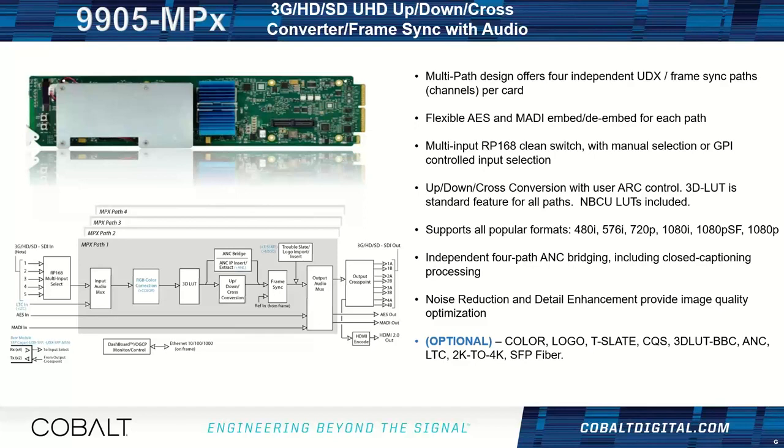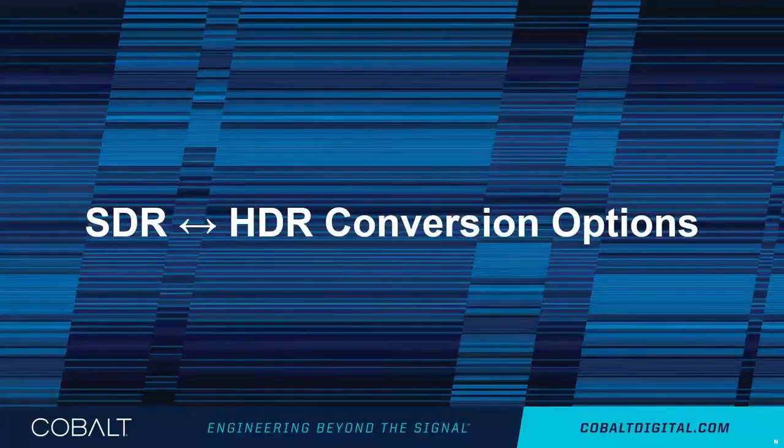And again, just because it's a 4-channel doesn't mean that you cannot use it as a 4K at some point. We do offer a license that can be upgraded on this card that allows you to take this 3G system and make it a 4K if needed. But at that point, it becomes a 1-channel card just because of the amount of bandwidth that is needed to process 4K. And again, this is the 9905, and it's our quad path multi-feature platform.